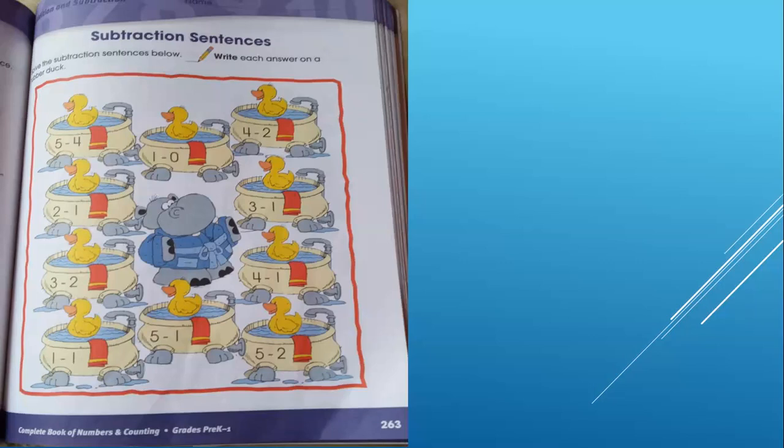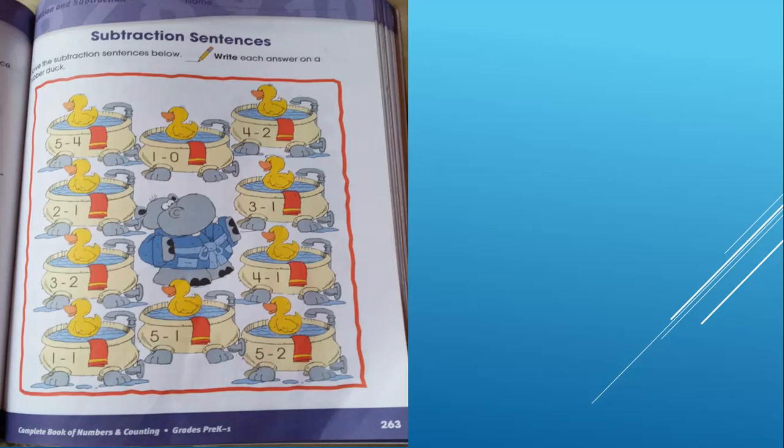The instruction says, solve the subtraction sentences below, okay? And then write each answer on a rubber duck. Vamos a resolver las subtracciones o restas que están ahí debajo y vamos a escribir la respuesta en el pato de goma. It means, in Spanish, the instruction. To solve this subtraction, it is necessary to use the notebook. Para resolver estas restas, es necesario utilizar el cuaderno.